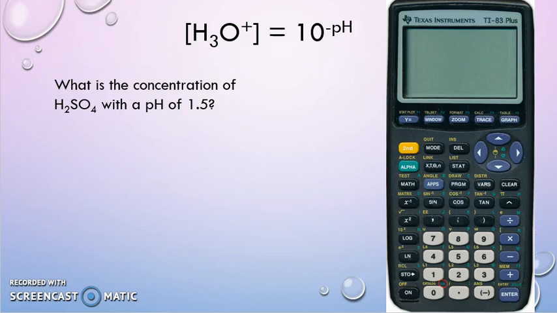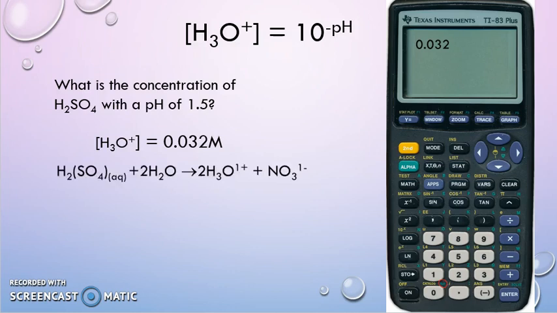What is the concentration of H2SO4 with a pH of 1.5? Well, I'm still going to go to my calculator first. I don't really have a choice. So 10 to the negative 1.5 is 0.032. Now that is the concentration of hydronium, but notice my acid again has 2 H's. That means I need to kind of trade it in a little bit. Here's the dissociation equation, just in case you needed to see that, where we have a 1 to 2 molar ratio. So I'm going to show you the stoichiometry this time.